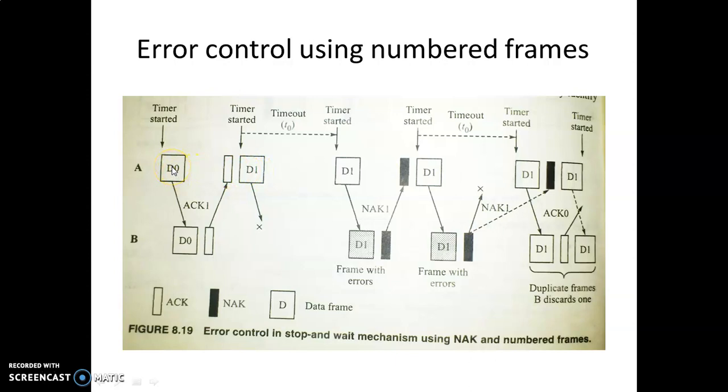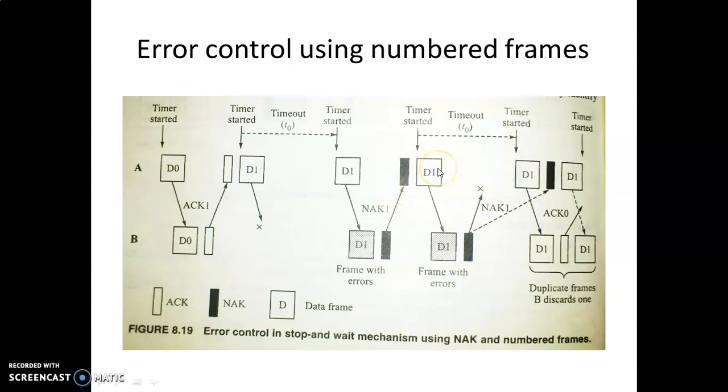Now this method is very simple. Again D0 is sent, D0 is received. Here the acknowledgements are also numbered, and ACK1 means I want the next frame. So D1 is sent. There is a timer also. D1 is not received over here, so it will wait for 5 milliseconds and again send it. It is received with errors, so it sends a NAK1, meaning please send me D1 again.